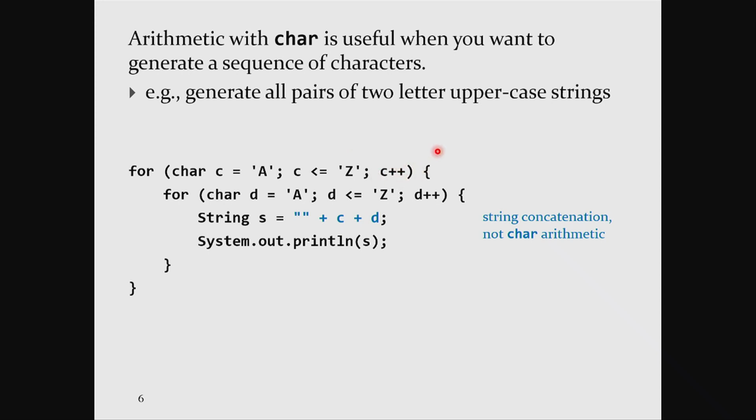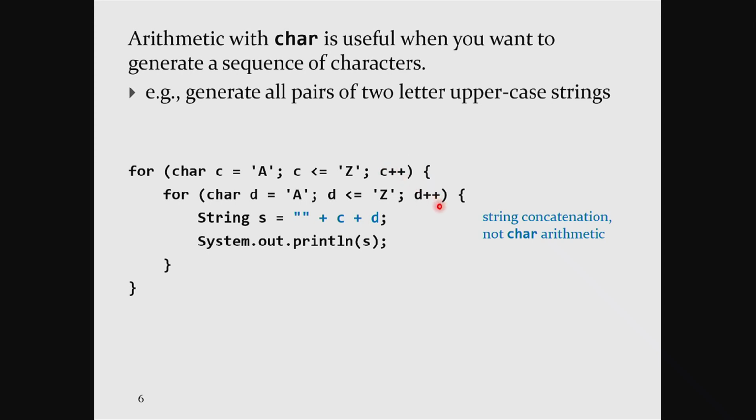That all works. So here I'm going to generate all pairs of 2-letter uppercase strings. For that, I need a nested loop, so I have an inner loop that goes from A to Z as well. And then I make the string inside the loop. So when I build the string, I write empty string plus C plus D. I start with the empty string, I concatenate the string version of C, and then I concatenate the string representation of D onto the end. So that's actually concatenation, not char arithmetic. The arithmetic's happening here, C++ and D++.